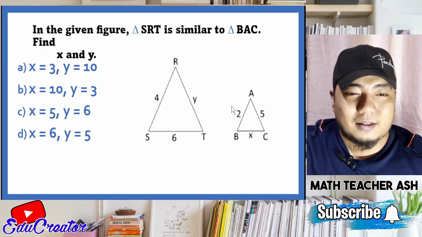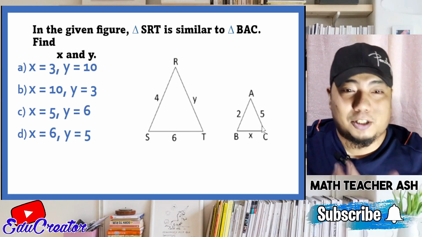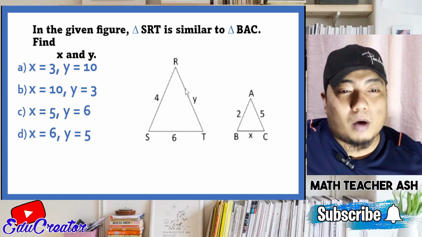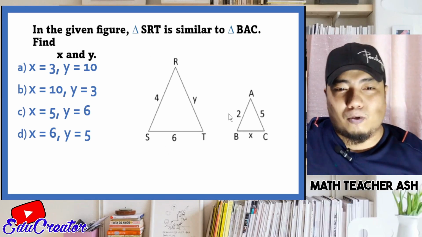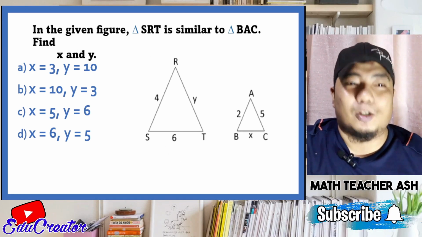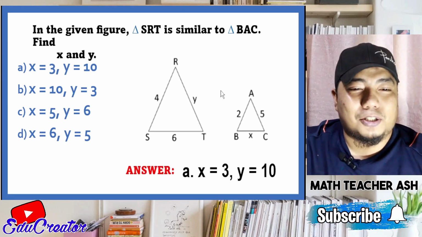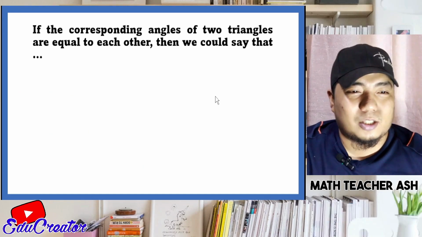Now for y, we can go back to the reverse method or inverse method. So what will happen to 5 in order to become y, the bigger one? So of course, the bigger one is twice as much. So 5 times 2, that is 10. So therefore, 3 and 10 are the correct answers. Okay, letter A. Easy, right? Now, let us go to the next question.